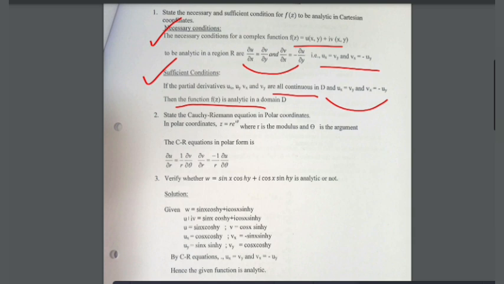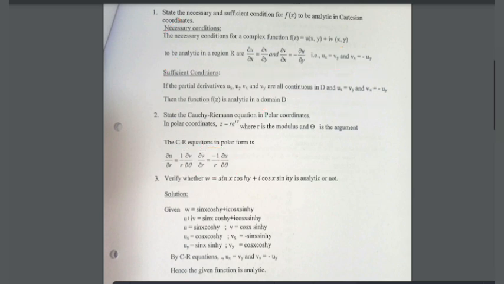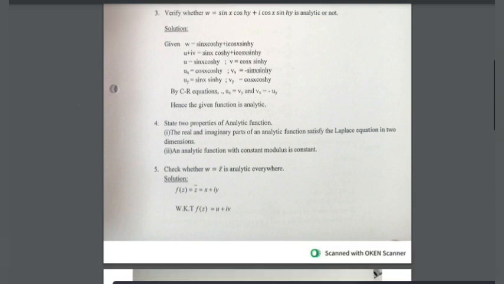Our second problem is: state the Cauchy-Riemann equation in polar coordinates. So polar coordinate means it will take the value z equal to r e power i theta. Here r denotes modulus and theta denotes argument. Our CR equation in polar form is tau u by tau r equal to 1 by r into tau v by tau theta. Next, tau v by tau r is equal to minus 1 by r tau u by tau theta. Now we are moving to the next problem.